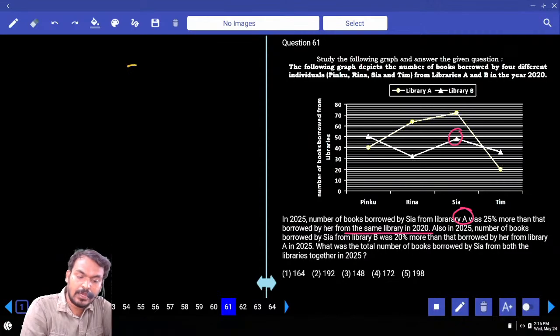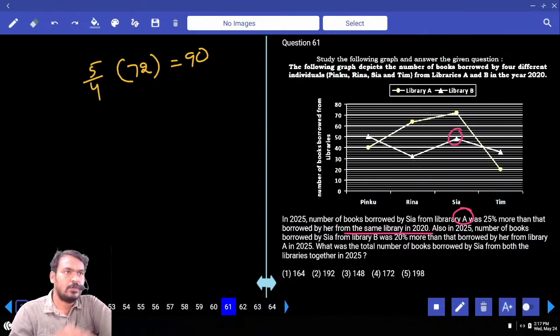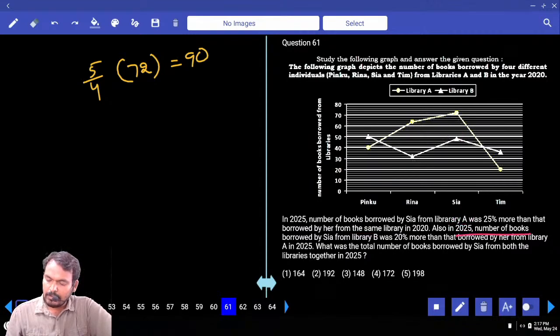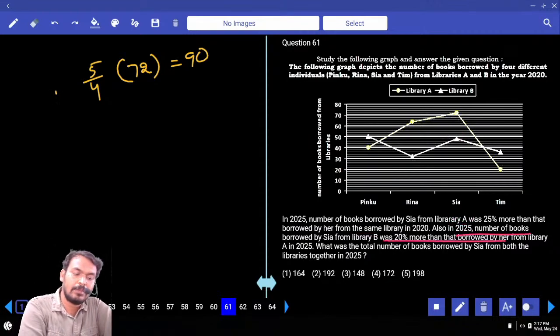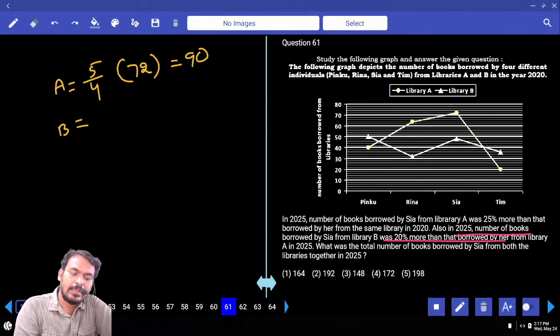72. Out of 72, how much percent are more? 25% more. Means we write 5 by 4. 5 by 4 means 90. 25% adding means it will be 5/4 of 72, 90. Next, again 2025 value 20% more. It is library A, but library B 20% more. What is the 20% of 90? 18. 90 plus 18, 108.